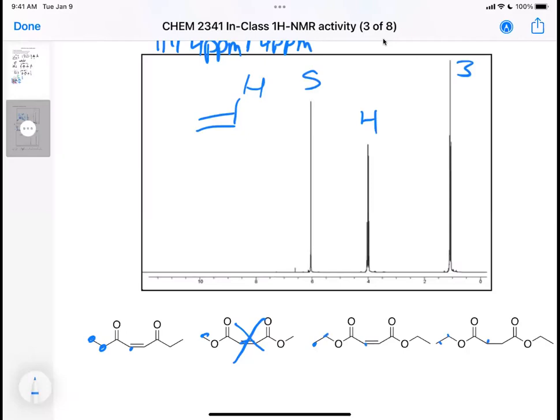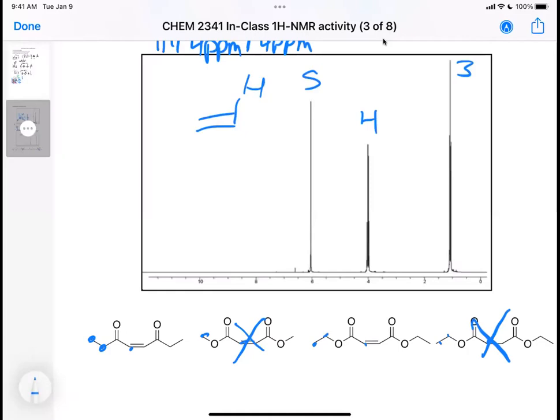All right, so now, how can we eliminate something? We can eliminate this one because there's a double bond somewhere in the structure. So we can eliminate this one. So now we're down to 2. So now we have to look at where our other shifts would be, okay?